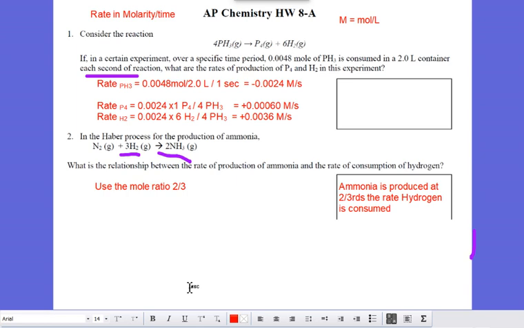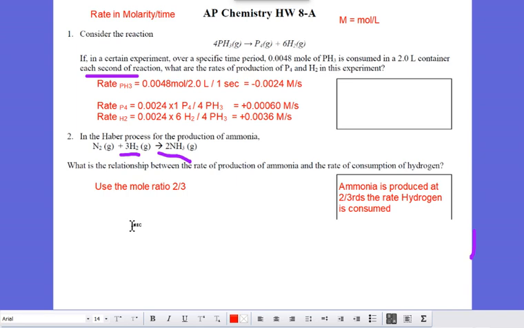All right, let's move on to number 2. We have the Haber process, which is one of the most famous reactions. We'll talk about that on a different day. We're supposed to look at the mole ratio and figure out what the rate of consumption would be. So we'd use that 2 to 3 ratio.